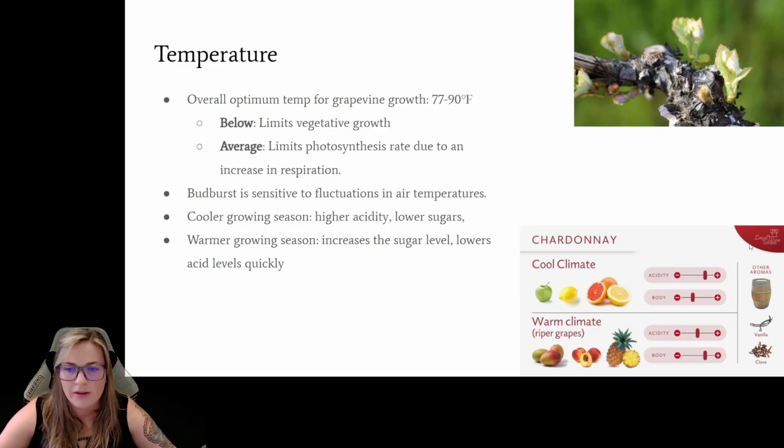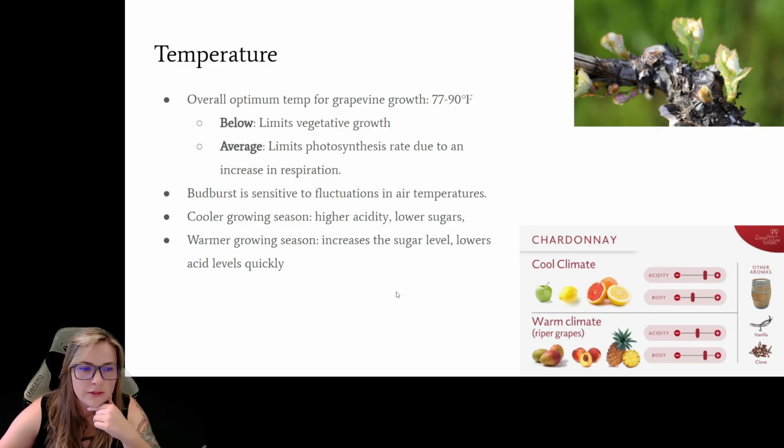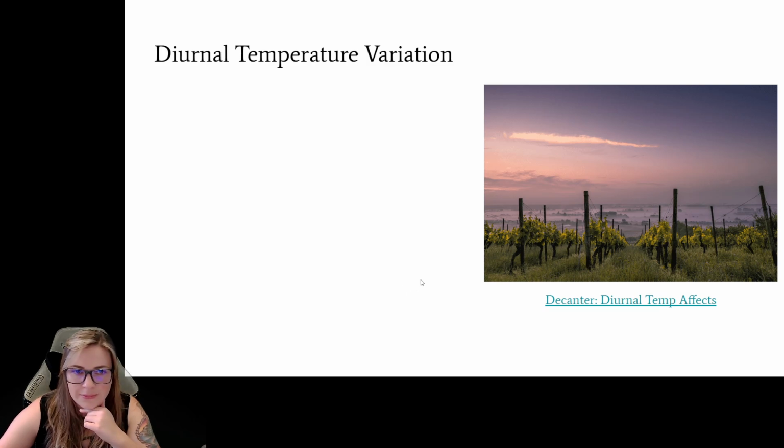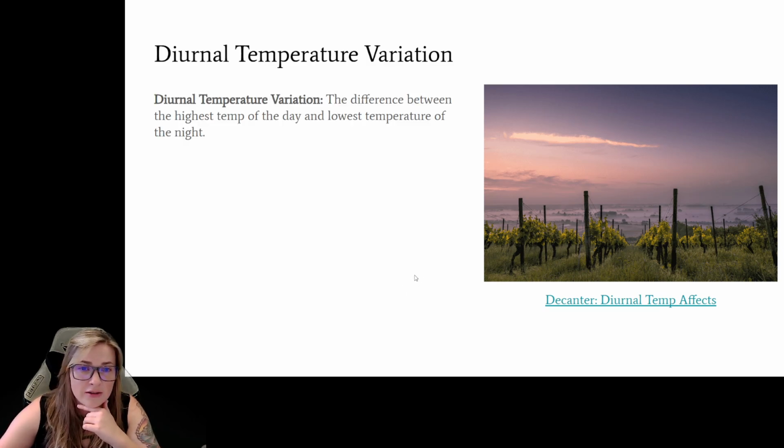And then for warm climate, you'll see less acid, but more body, right? And other aromas, this is kind of just winemaking decisions. This doesn't really have to do with climate, but that's what you can expect, generally speaking, from a cool climate Chardonnay versus a warm climate Chardonnay. So hopefully that helps.